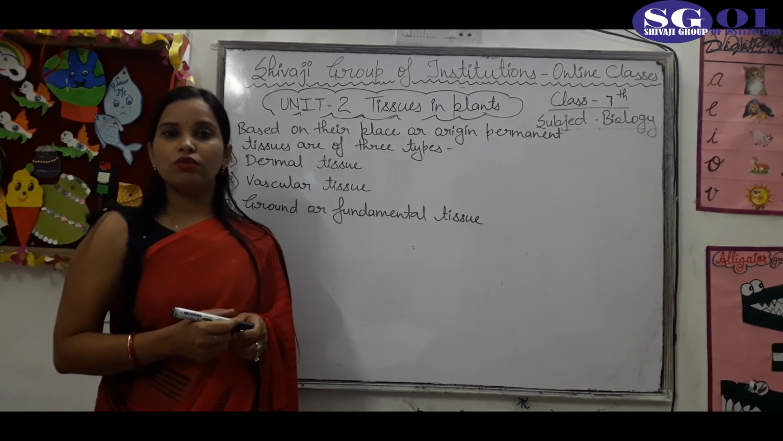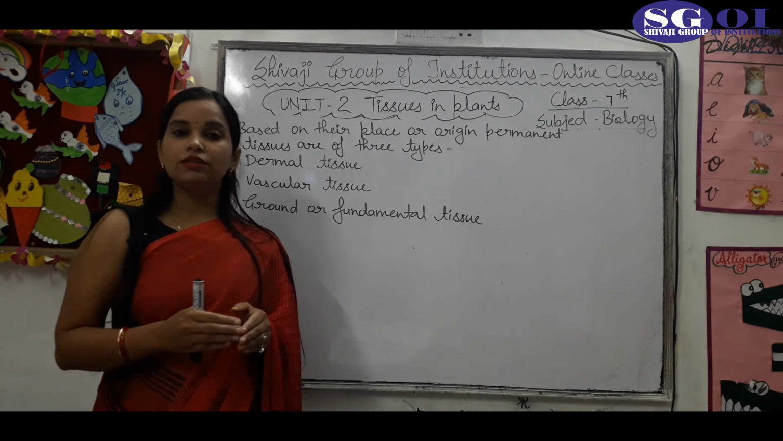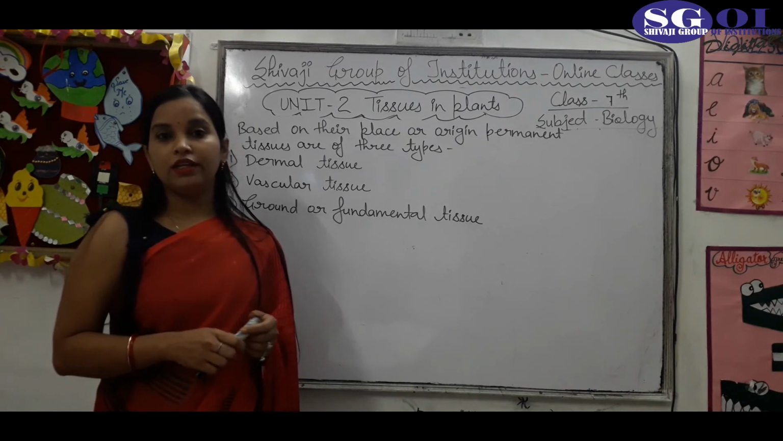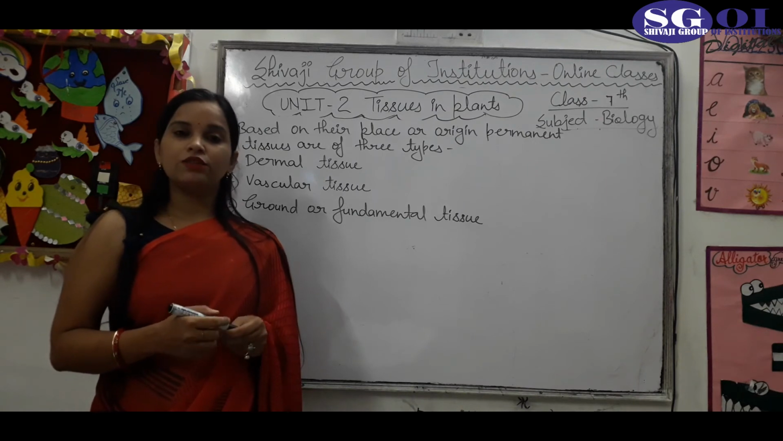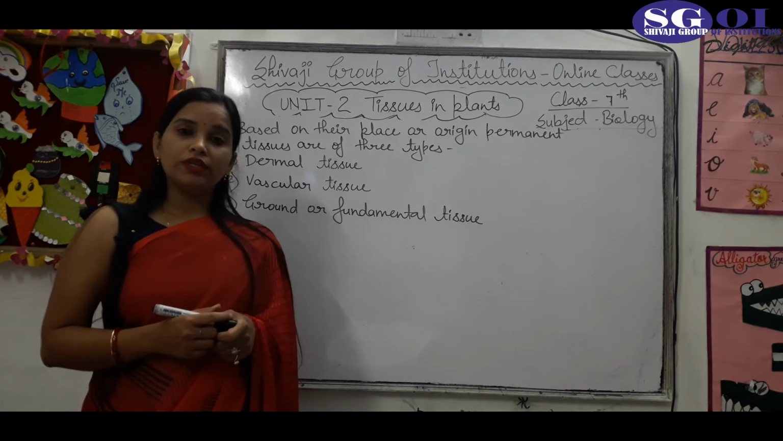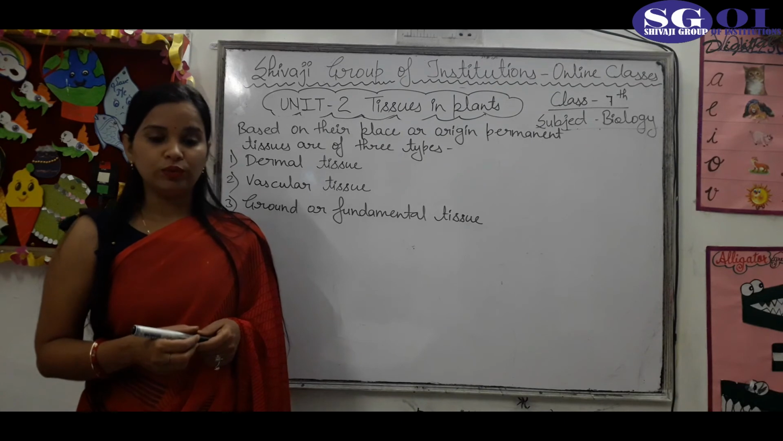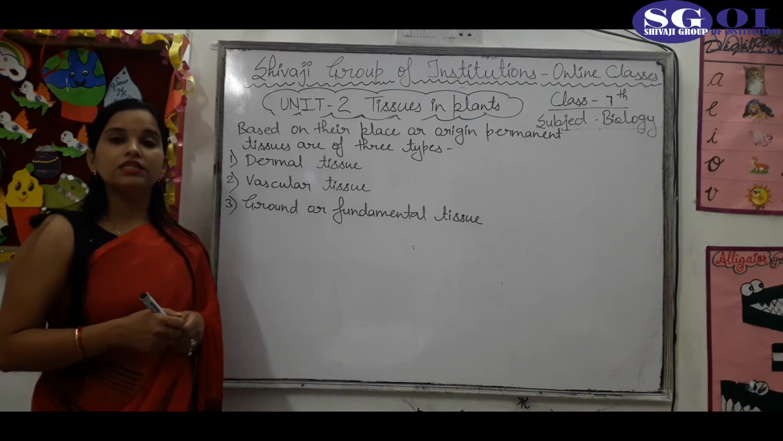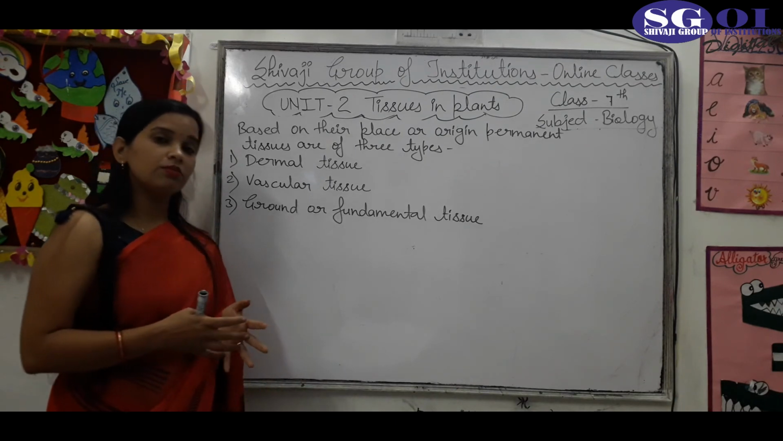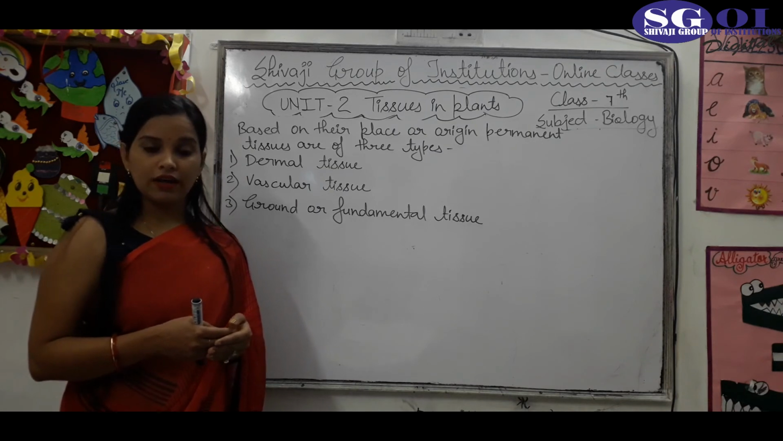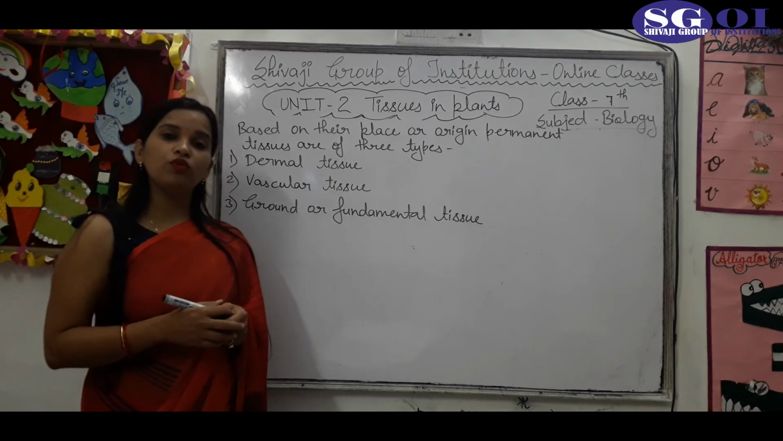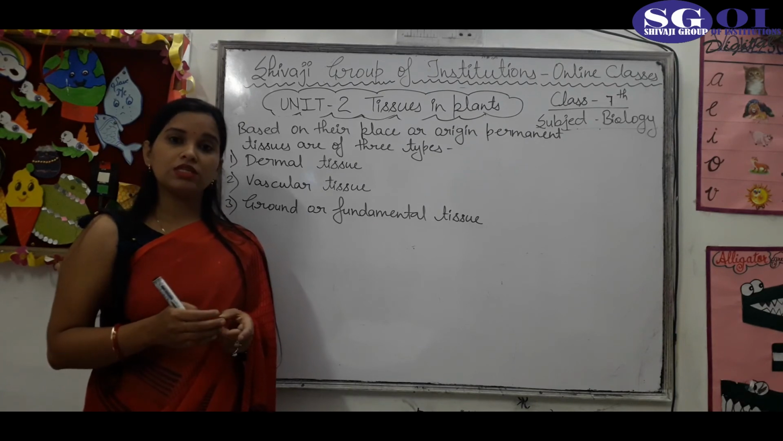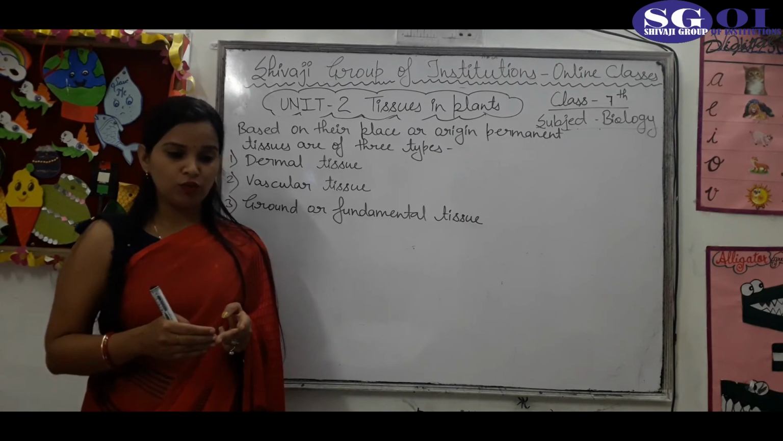That's why it is also called protective tissue, because it forms a protective layer and protects the plant because it forms the outer surface. And the second function of the dermal tissue is that its cells are thick walled and develop a waterproof coating on the surface of the stem, leaves, flowers and fruits.